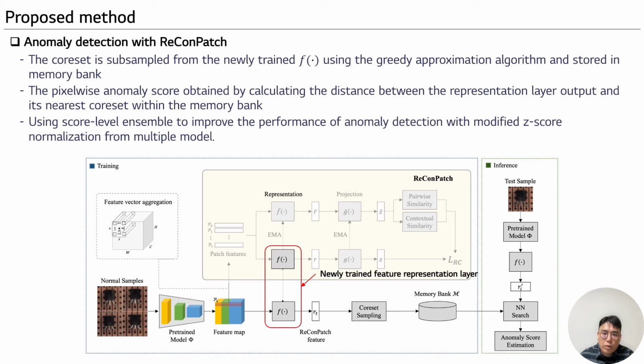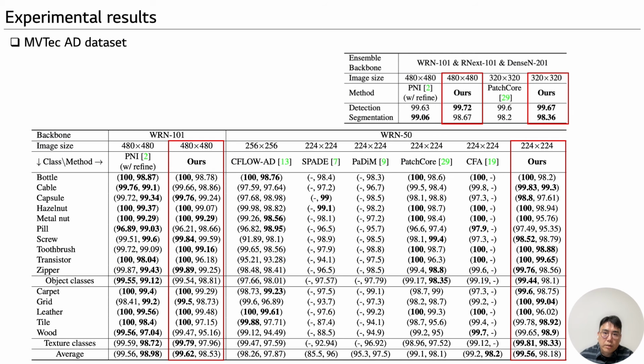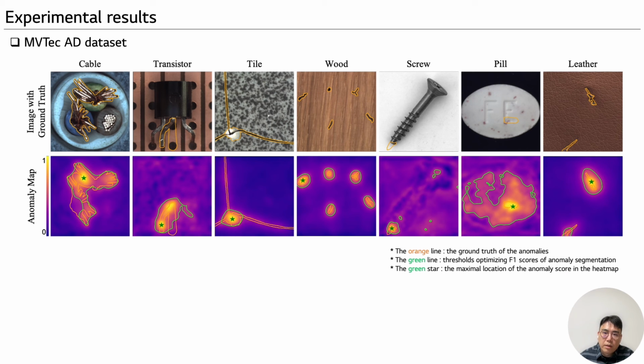To compensate for the different score distribution of each model, we normalize each score using the modified Z-score. The experimental result. On the MVTec dataset, ReConPatch achieved the best detection performance of 99.72% in the ensemble model, and also achieved the best performance of 99.62% and 99.56% in the single model. Following is the segmentation result. The orange line is the ground truth of the anomalies. The green star is the maximal location of the anomaly score in the heat map.